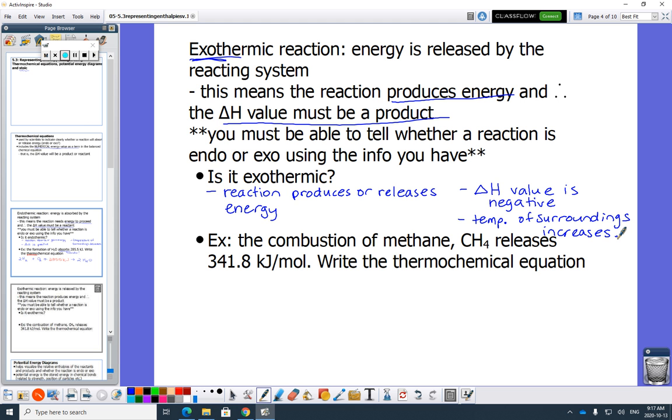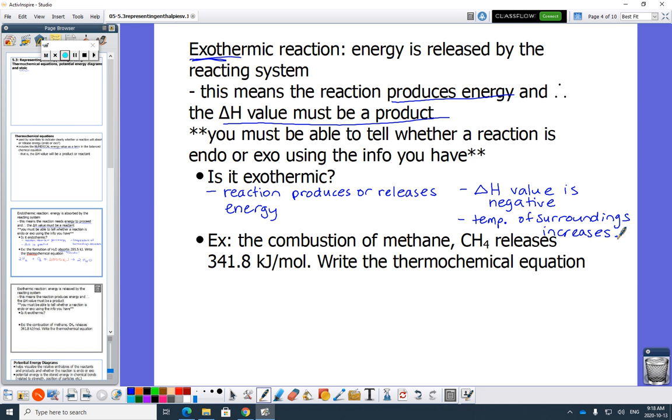So this can be difficult sometimes because if you read this question here, it sort of looks like this value is positive. However, it's really not, okay? Because they use the word releases, then you don't write a negative here. It's like redundant. So you really have to be careful sometimes when you're interpreting a question, okay?